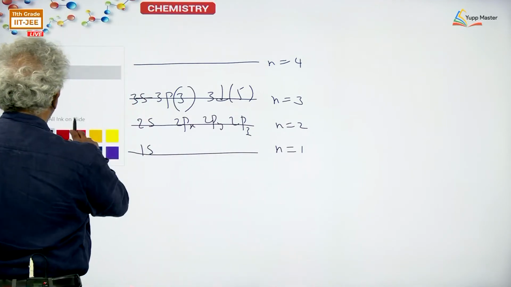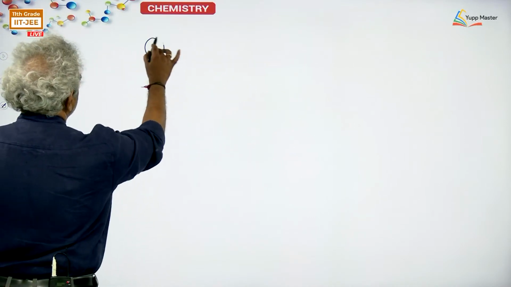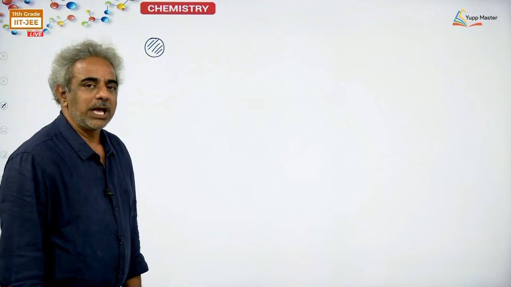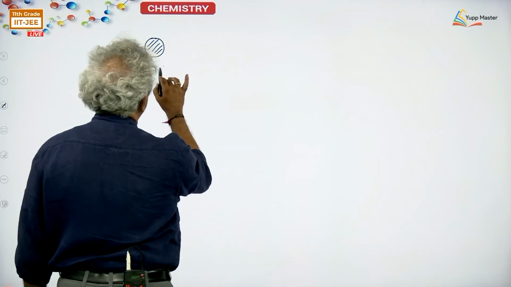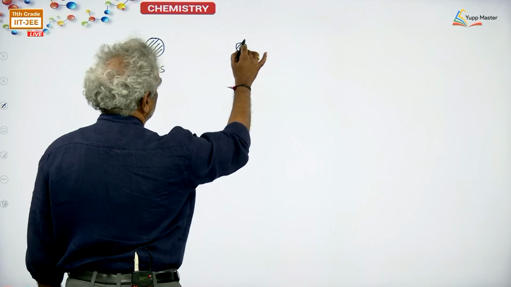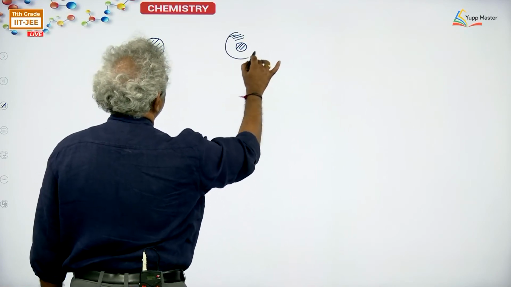What I would like to highlight here, as I said, is that 1s has no node, so 1s will be like this. 2s has one radial node. S is a spherical shaped orbital. 2s has some electron density around the nucleus with one node and then again more density.